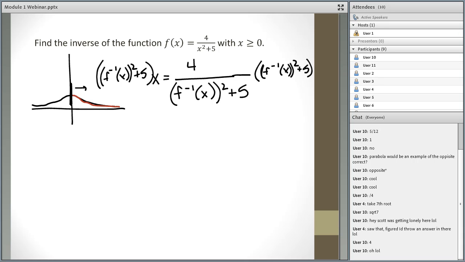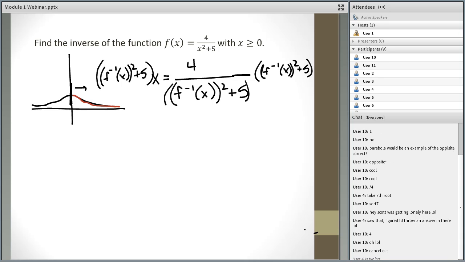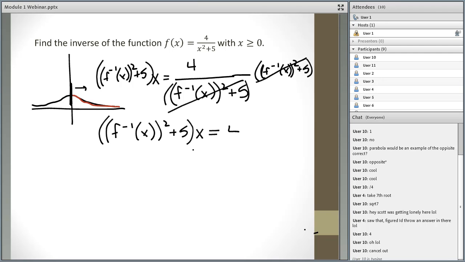What happens over on the right? Good, exactly, those two cancel out. So on the left, we have f inverse of x squared plus 5. And then all of that is times x, and all that we have left over on the right is 4.